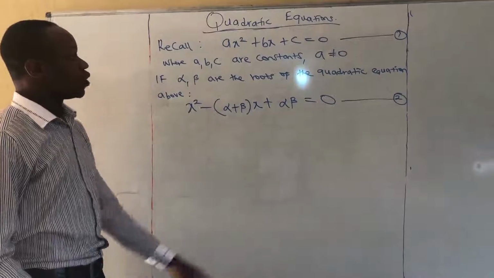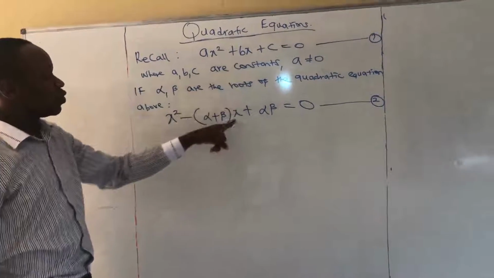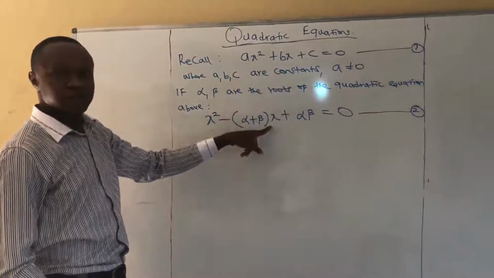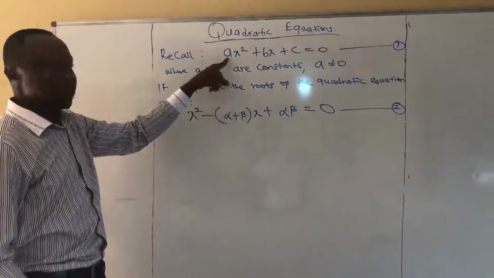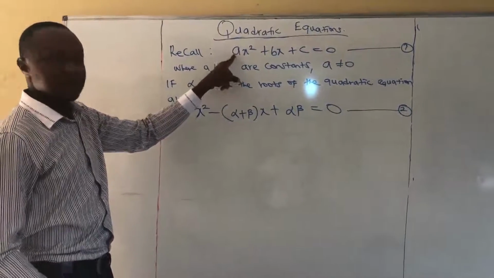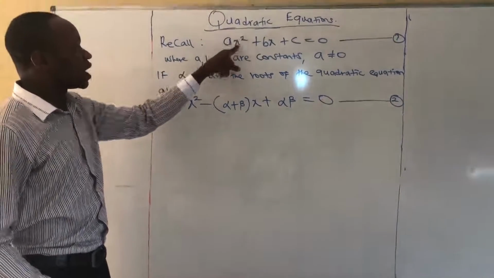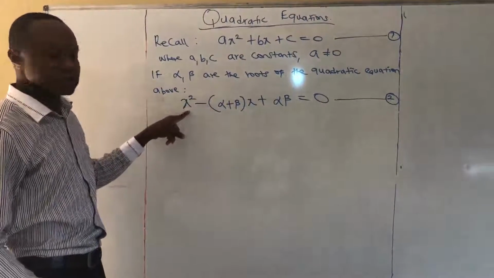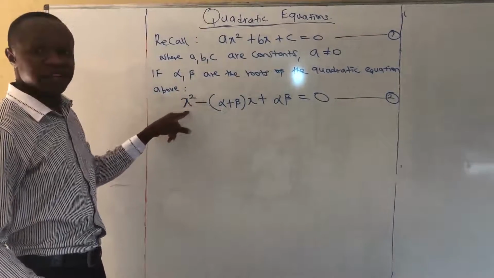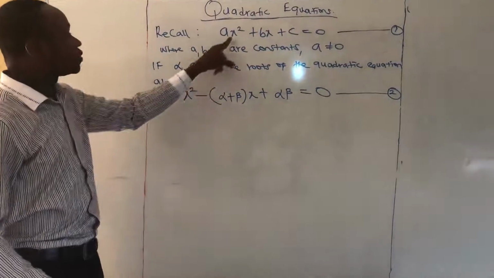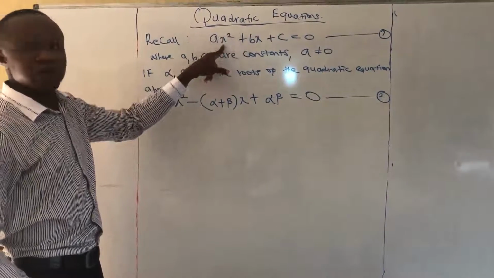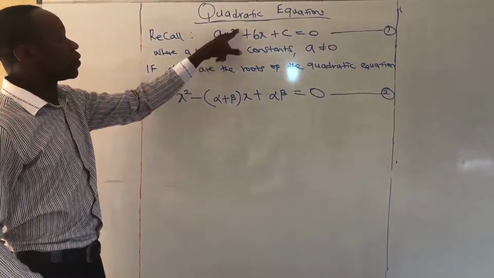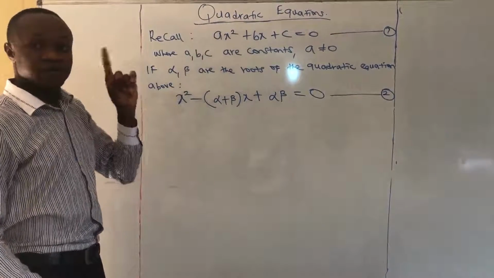Let's proceed. Let's make equation 1 look like equation 2. That means I want A to be 1. I have ax squared in equation 1, and I have only x squared in equation 2. The coefficient of x squared in equation 2 is 1. The coefficient of x squared in equation 1 is A. So I need to make the coefficient of x squared in equation 1 to be 1.